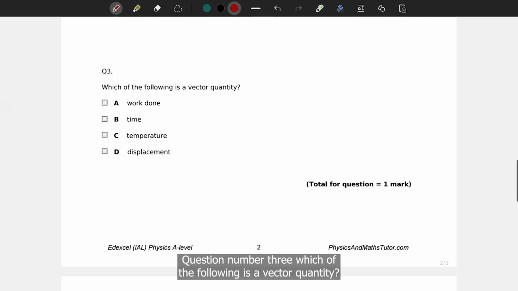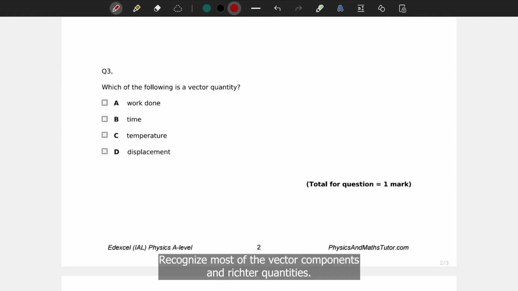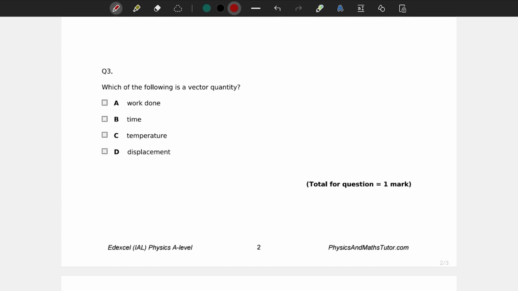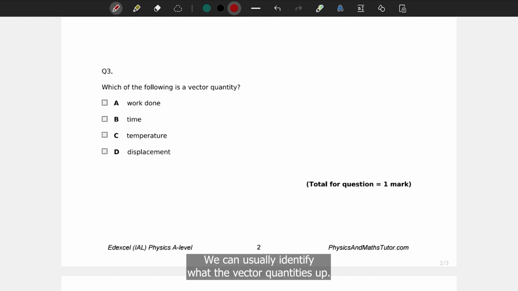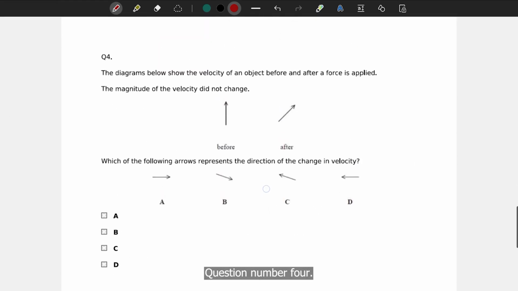Question number 3 is, which of the following is a vector quantity? Very simple. As we have already recognized most of the vector quantities, we can usually identify what they are. Out of these physical quantities, I have already told you that work is a scalar quantity, time is also a scalar, even temperature is a scalar. So displacement is the only vector quantity you can find out of these 4. Right, then question number 4.